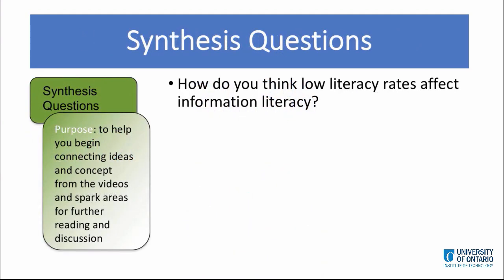There is only one synthesis question for this video. As you think about this question, don't forget that 26% of Ontarians are functionally illiterate. Does this mean that over a quarter of the population is also information illiterate?